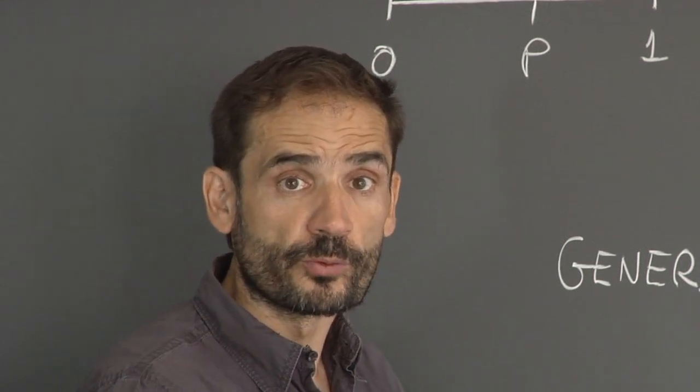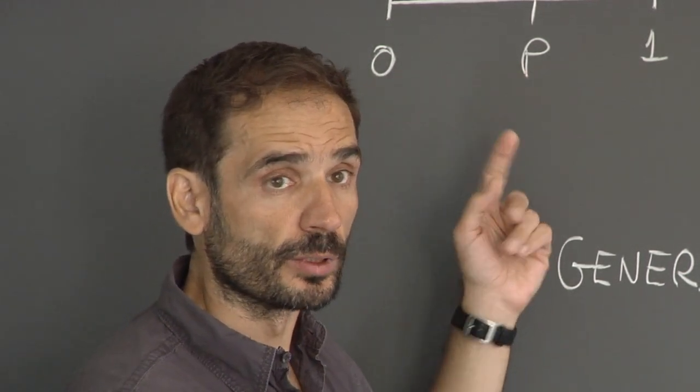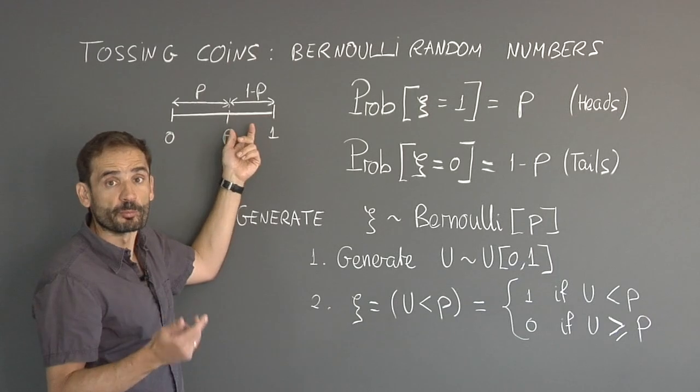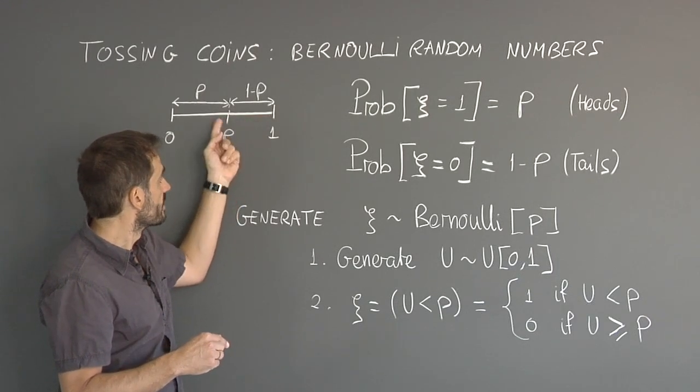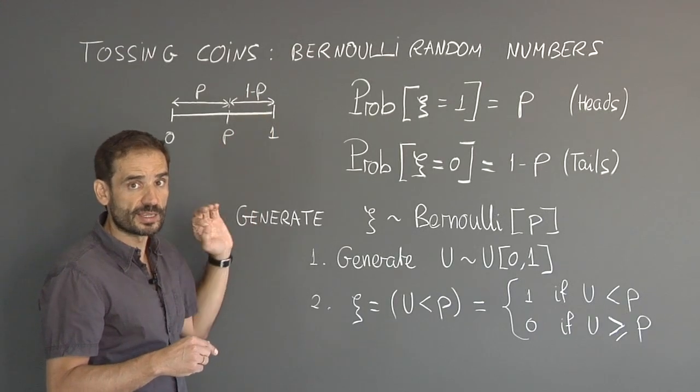Since the sample is uniform, the probability of obtaining a 1 is proportional to the length of this subinterval, which is p. And the probability of obtaining a 0, generated by a sample here, will be proportional to 1 minus p, which is the length of this subinterval.